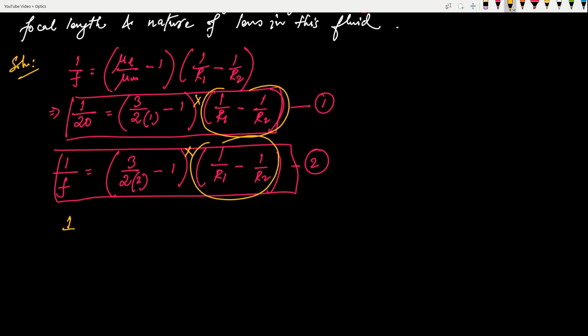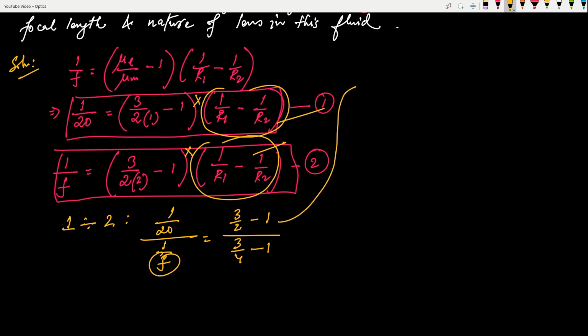Dividing equation 1 by equation 2, we will get 1 by 20 divided by 1 by F is equal to (3/2 minus 1) divided by (3/4 minus 1), and this term will get cancelled out. Now we have one equation and one unknown, that is F. If you solve it here, we will get F by 20 is equal to 3/2 minus 1, which can be written as 1/2, divided by 3/4 minus 1, which can be written as minus 1/4.